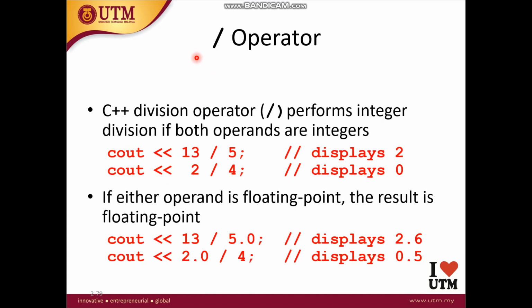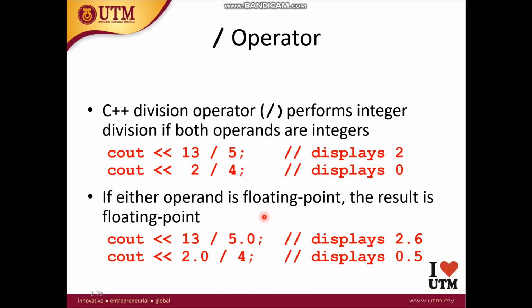Here is more about the division operator, how C++ performs this division. If both of the operands, this value and this one, are integers, the result is going to be shown as an integer, such as, for example, 13 divided by 5. How many 5's do you have in 13? Only 2, so the result is going to be 2. But 2 divided by 4, how many 4's do you have in 2? We don't have any 4 in 2, so the result displays only 0.